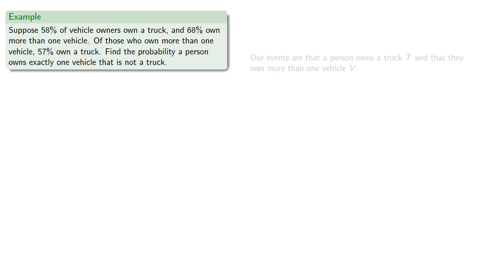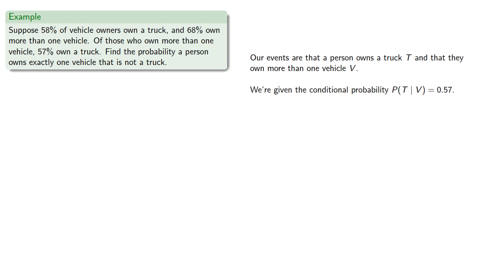Our events are that a person owns a truck, we'll call that T, and that they own more than one vehicle, V. Now, the conditional probability we're given is that we know the person owns more than one vehicle, and the thing we don't know is whether they own a truck. We're given that probability, T given V, as 57% or 0.57.